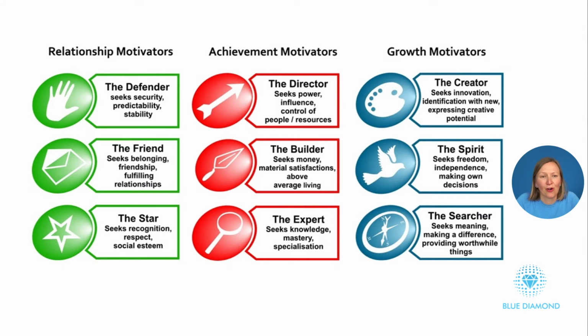So let's start on the left hand side with the relationship motivators. So at the top there we have Defender. Defender is interested in security and stability. So this could be about financial security. It could also be about feeling secure in your position. It could also be around stability. So maybe not feeling as comfortable with change or not taking risks, because actually that security and stability is really important to you. So that's the first one, that's Defender.